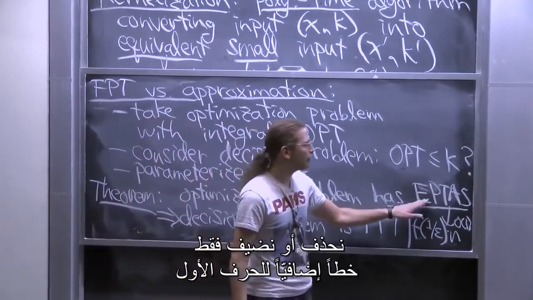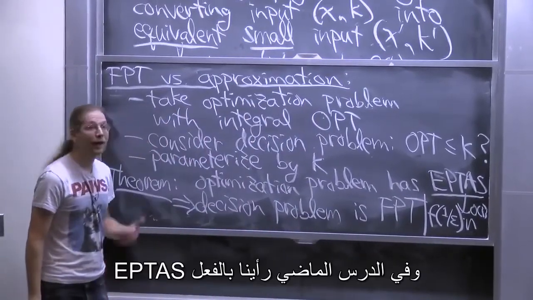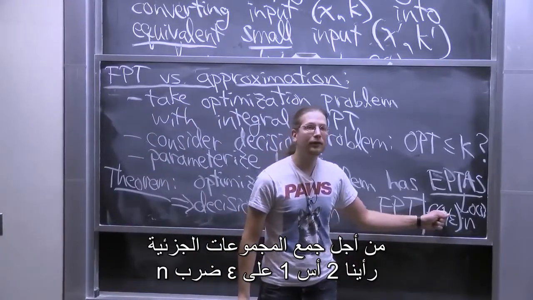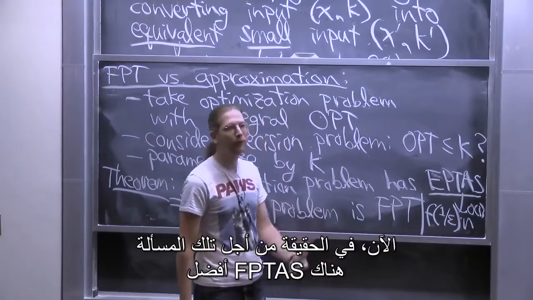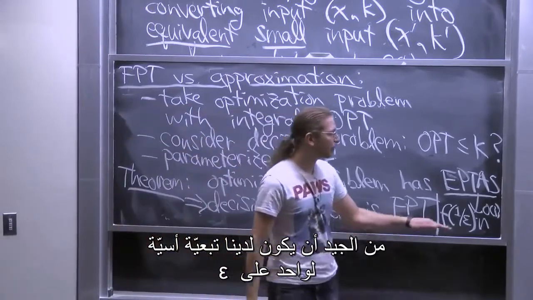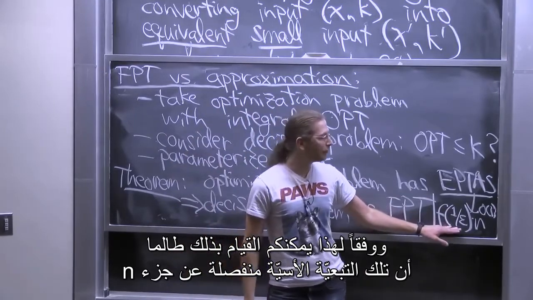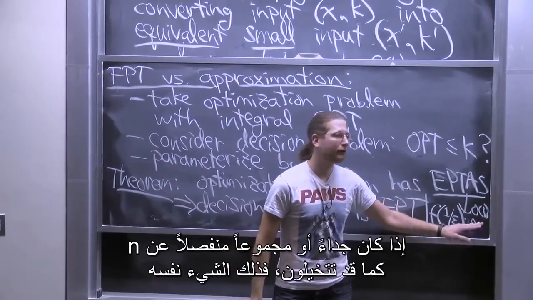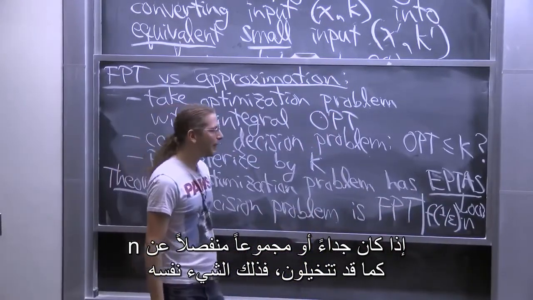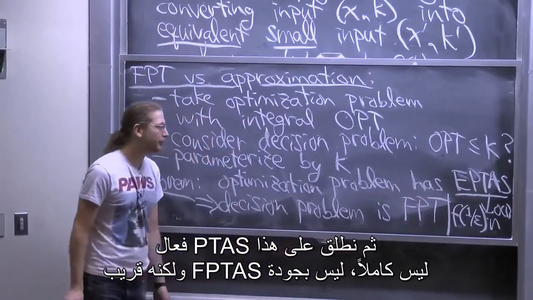If you have an FPTAS, it is also an EPTAS. You just add one more stroke to the first letter, and you get an EPTAS. And last class, we actually saw an EPTAS. For subset sum, we saw 2 to the 1 over epsilon times n. Now, in fact, for that problem, there's an FPTAS, even better. But you can see from last lecture why it's nice to have an exponential dependence on 1 over epsilon. And what this is saying is you can do that as long as that exponential dependence is separated from the n part. If it's multiplicatively or additively separated, as you might imagine, it's the same thing, from n, then we call this an efficient PTAS. Not quite as good as an FPTAS, but close.